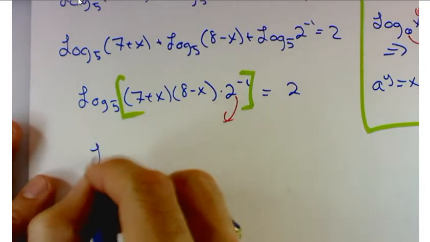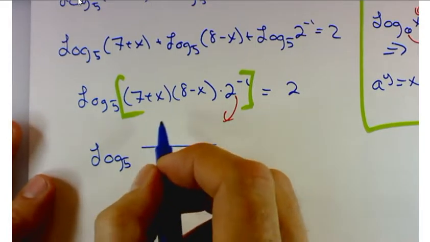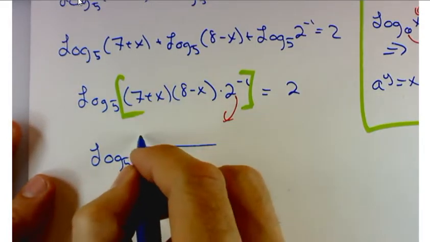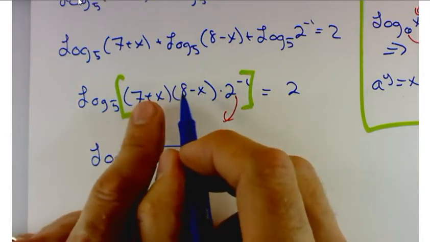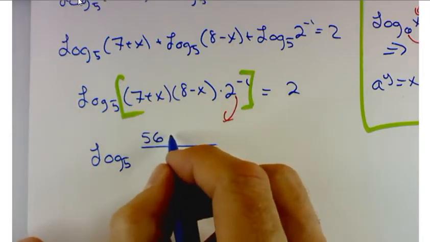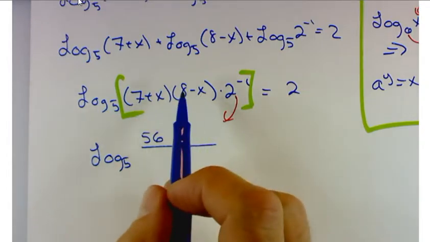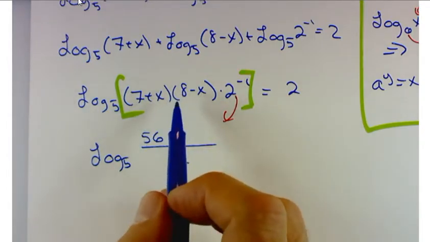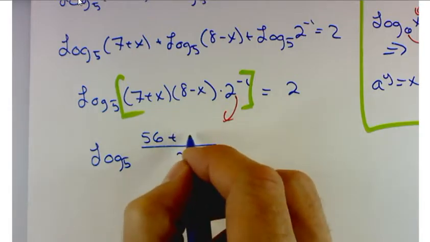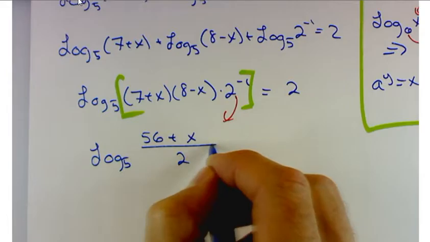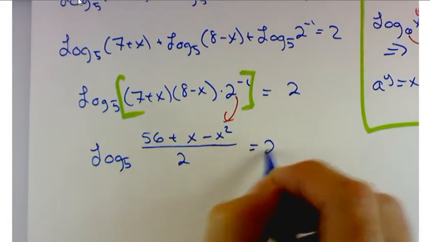So this is going to become the log base 5. Let me put the 2 in the denominator and then FOIL out the numerator: 56 minus 7x plus x. Can I do both of those together? Minus 7 plus 8. What's minus 7 plus 8? 1. So I'll get 1x, and you don't have to write the 1 if you want. And last but not least, minus x squared equals 2.